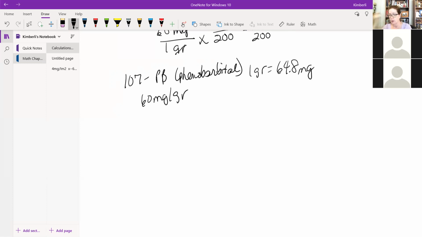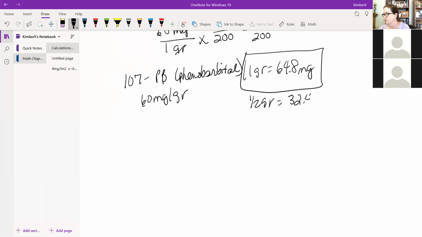Okay, so this is the way the bottle looks. So then 1/2 grain is 32.4 milligrams, okay? Because that's how they used to do it a long time ago. It was a grain or a 1/2 grain or a 1/4 grain of phenobarbital. And the 1/4 grain was going to be whatever 32.4 divided by 2 is, which is 16.2.